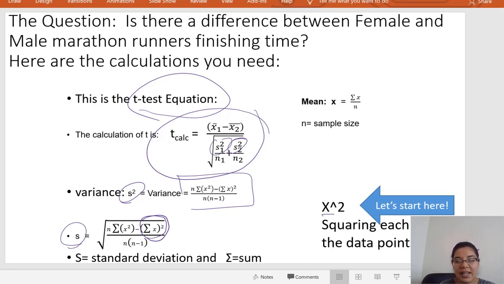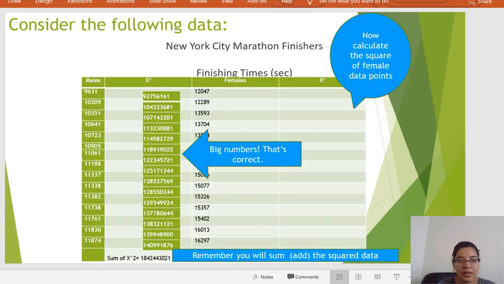So we start with squaring each x point, and then we're going to add it. So we go here to our table. We have the males in the first column, and we're going to square each one of these. Squaring means you're multiplying that number by itself. So 9,631 times 9,631 seconds equals this large number. And we do that for each point. Big numbers, that's correct.